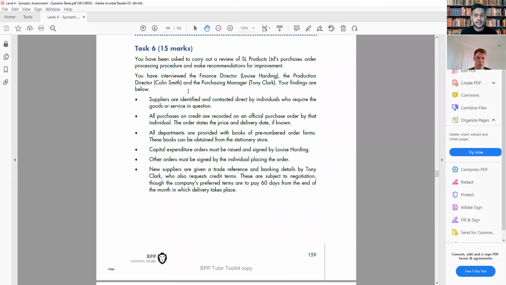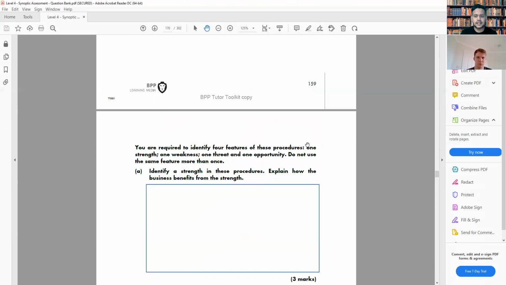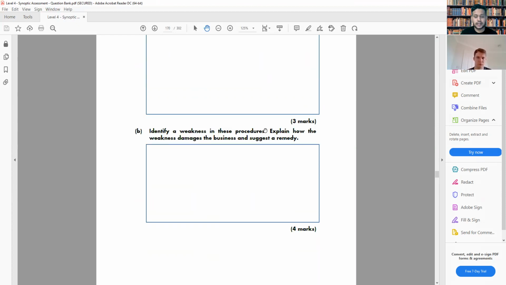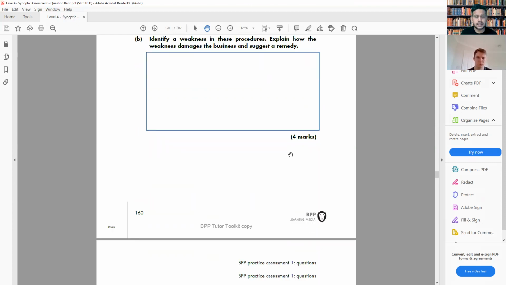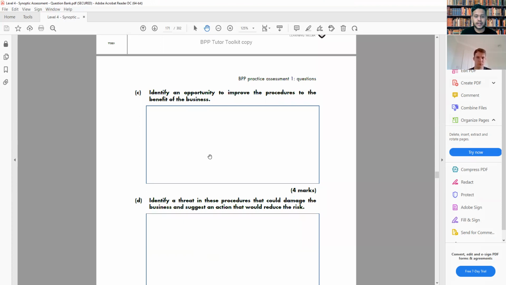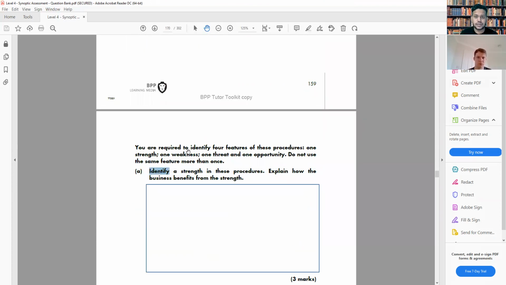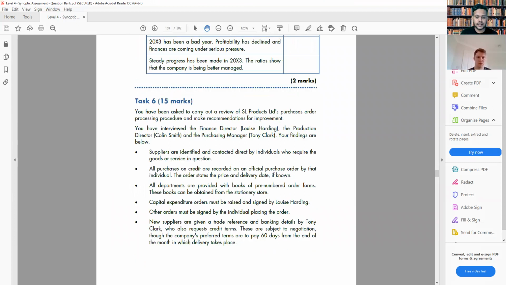Question number 6, as I said, will give you either the weakness of the internal control, that is the payroll, or it will give you the cost benefit analysis. And they will ask you about the strength or the weakness. You can see here, they said identify strength in this procedure, identify weakness in the procedure, and identify the opportunity and threat. So this is basically called SWOT analysis. This question sometimes comes from the SWOT analysis.